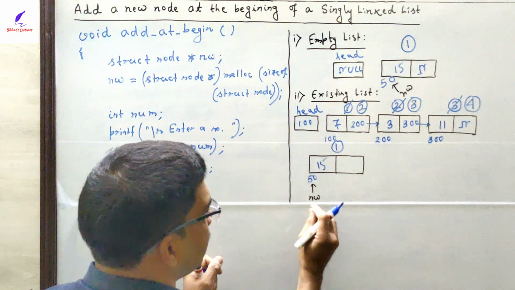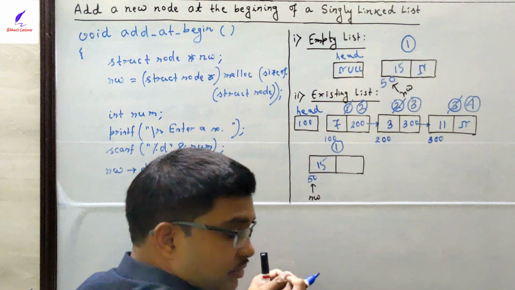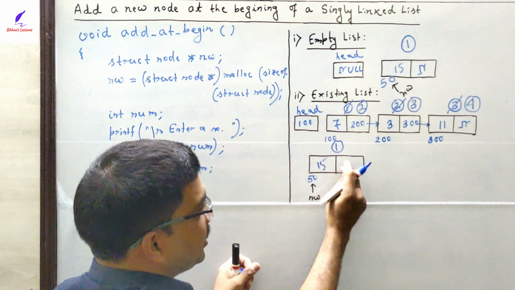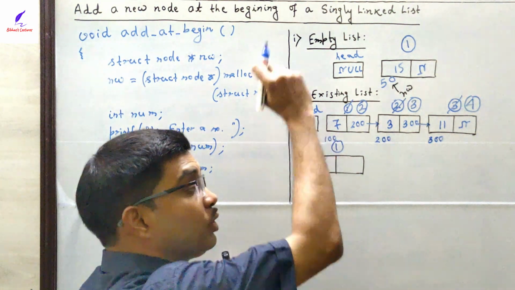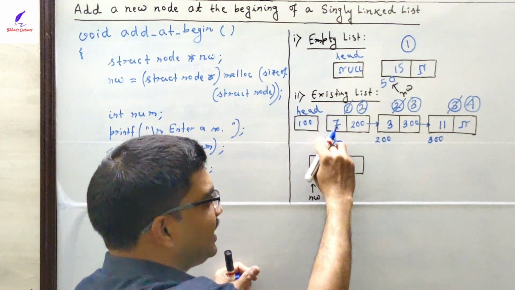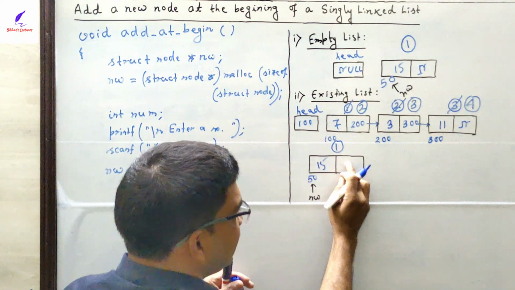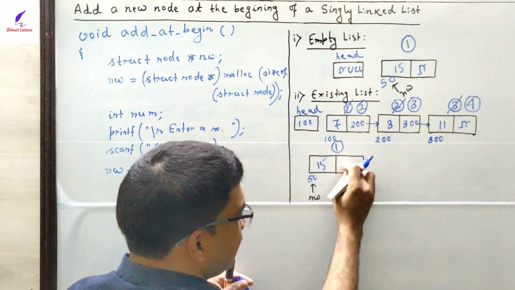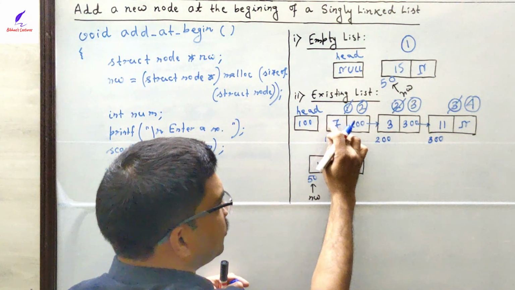So what we have to do is make a connection between the first node and the second node. How to make this connection? We have to mention the address of the current second node, which was actually the address of the previous first node, in the next part of this newly created node. So if we mention 100 here, that means after 50, 100 will be the next node.